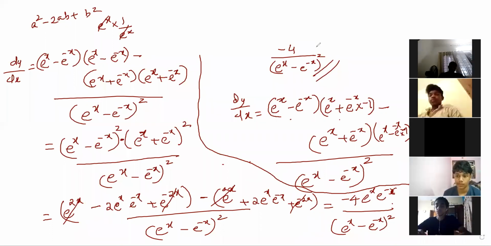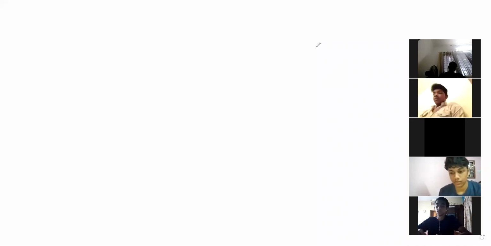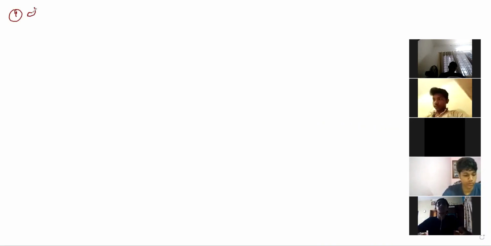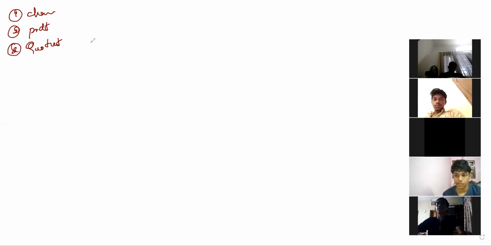Write the next heading. So whenever you get a question from differentiation, we have already studied 3 rules. What are they? Chain rule, product rule, quotient rule, isn't it? So other than that, we have some types of questions, like questions having an implicit function, parametric equation, like that. Okay. So we are going to see implicit functions.